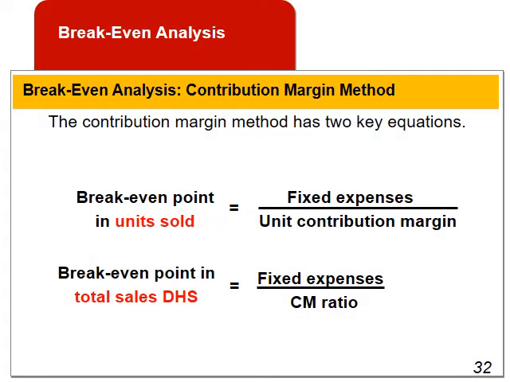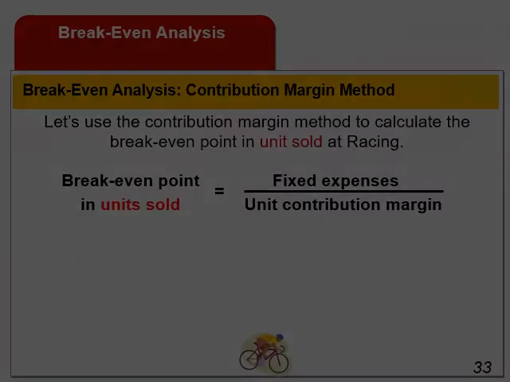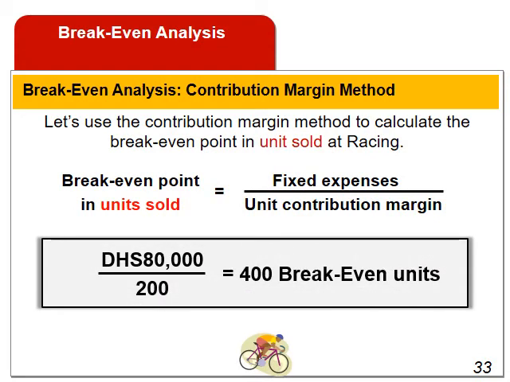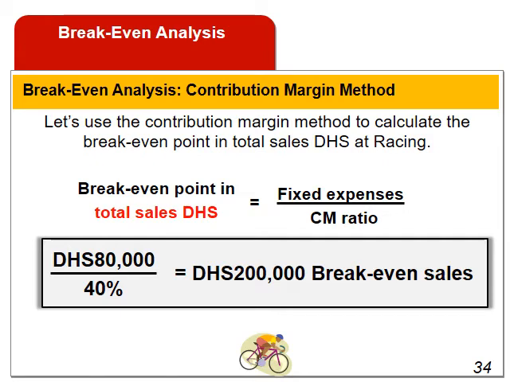The contribution margin method has two key equations: break-even point in units sold equals fixed expenses divided by CM per unit, and break-even point in sales dirhams equals fixed expenses divided by contribution margin ratio. Let's use the contribution margin method to calculate break-even in units sold. The break-even in units sold is 400 units. Let's use the contribution margin method to calculate break-even in total sales dirhams. The break-even sales revenue is 200,000 dirhams.